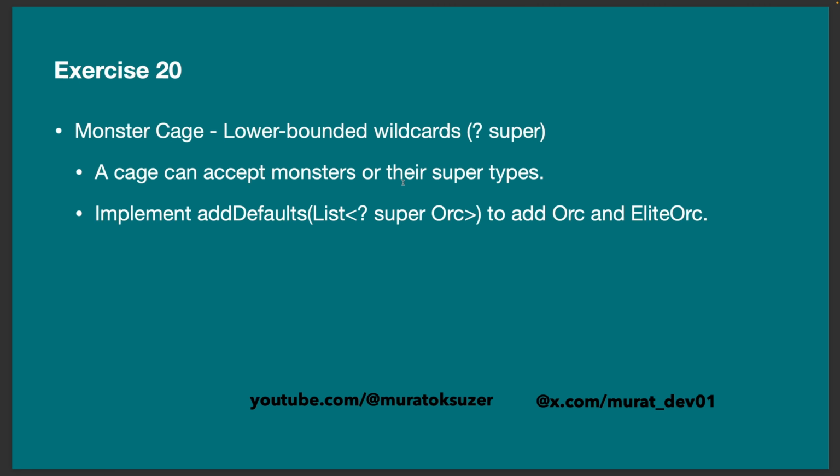Next exercise is about lower bounded wildcards, question mark super notation. In this monster cage exercise, a cage can accept monsters of their super types. Implement addDefaults to add orc and elite orc.